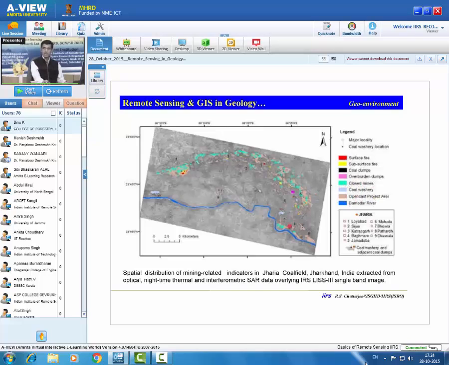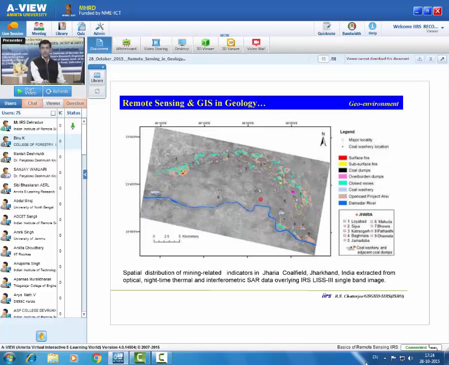Whereas there are certain very general kinds of information like open cast quarry, coal washery and these water bodies, those can be very easily identified from the multispectral optical data. So we use multispectral optical data for this kind of information, radar interferometric SAR data for this kind of information, and thermal data for the fire related information. All those multi-sensor data used together give us this complete geoenvironmental map.